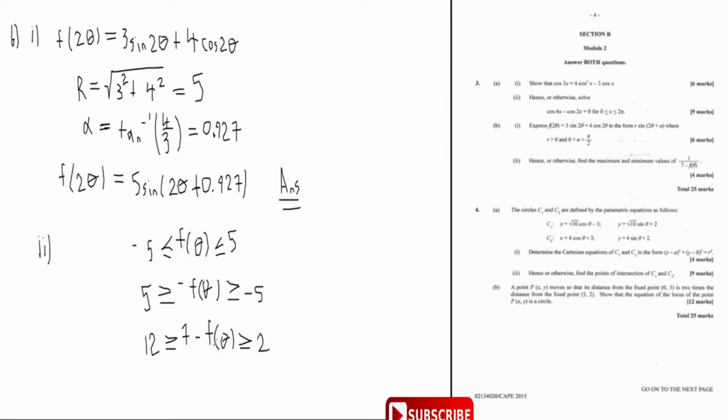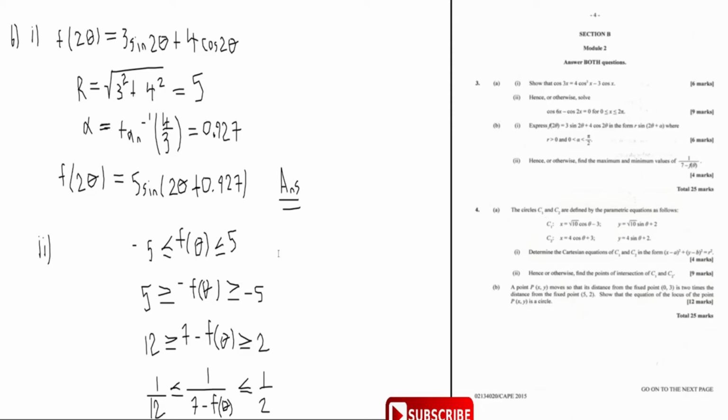And then we reciprocate it. When you reciprocate it, the signs will change again. This part becomes 1 over 2. We reciprocate this to get 1 over 7 minus f of theta. And then we reciprocate the other one, and so we're going to get 1 over 12. That's 1 over 12. Nice. And so what can we conclude? We can conclude that the maximum is going to be 1 over 2 and the minimum is 1 over 12.